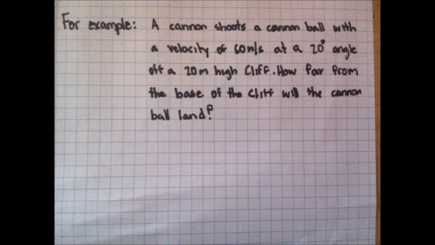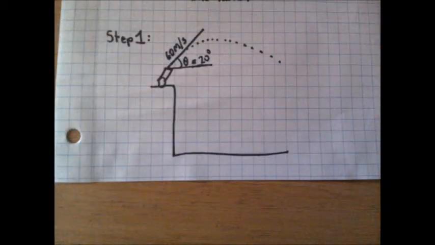For example, a cannon shoots a cannonball with a velocity of 60 meters per second at a 20-degree angle off a 20-meter high cliff. How far from the base of the cliff will the cannonball land? So the first thing you do when you're solving these problems is draw the picture. Since the angle it's launched at is 20 degrees, you put theta equals 20, and the velocity is 60 meters per second.